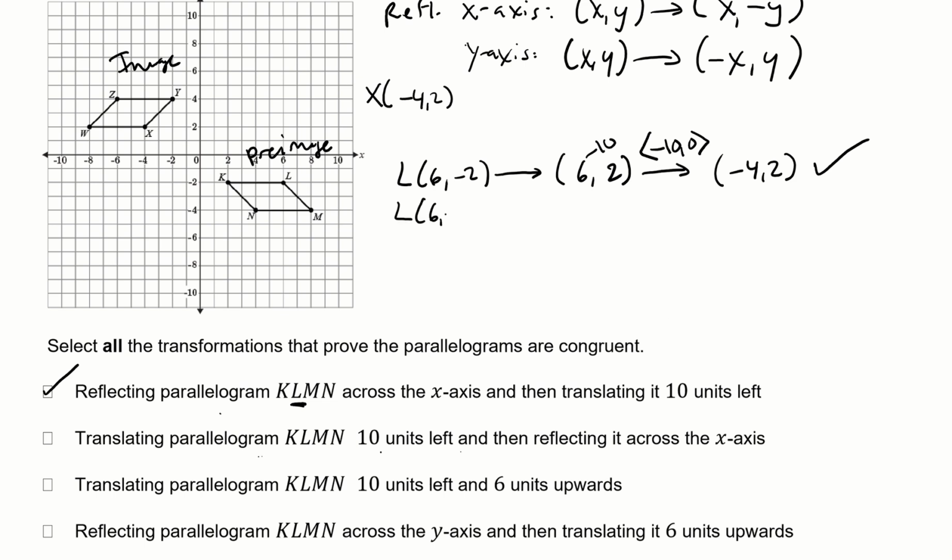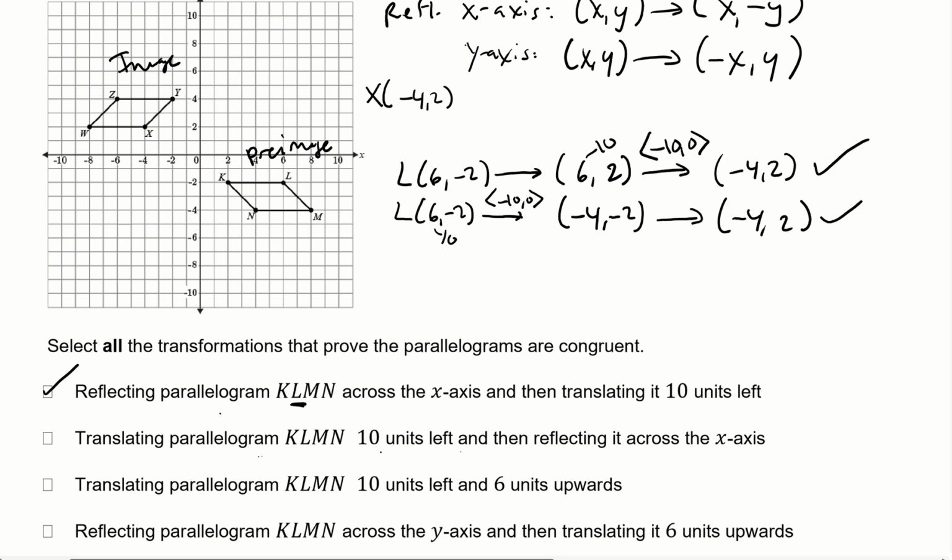So we're going to do the translation vector. We got to do minus 10 to that, so then that's going to be (negative 4, negative 2). Then if you reflect it across the x-axis, it's going to have the double negative effect, which makes it positive. So yes, that works out.